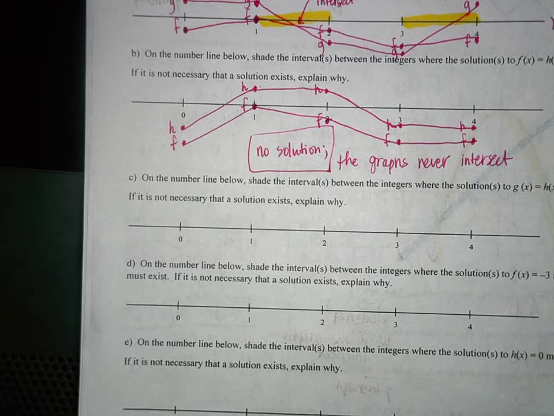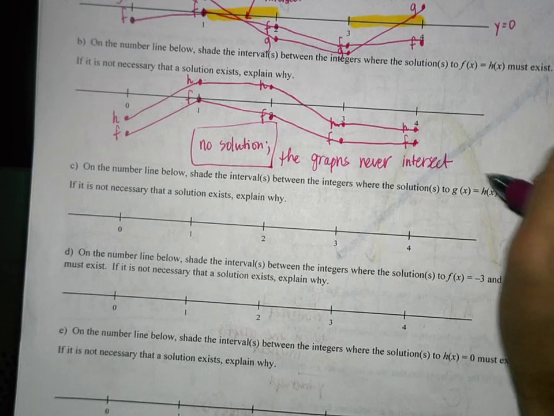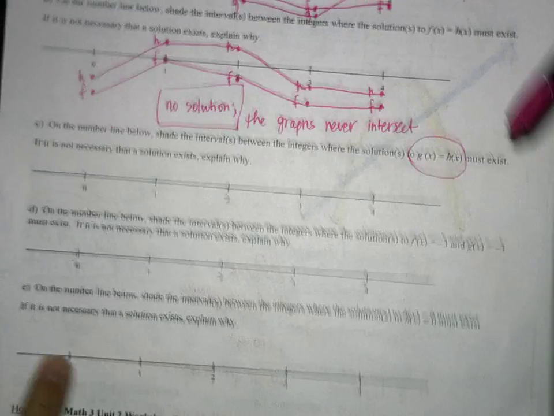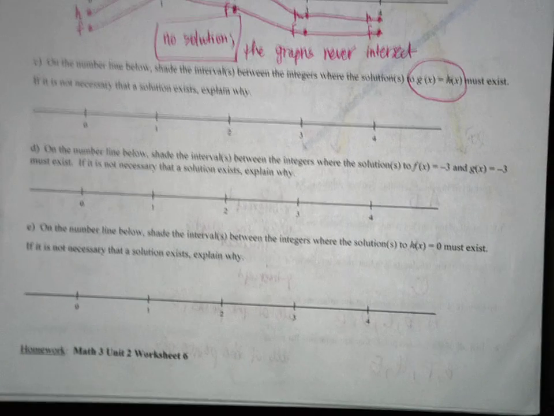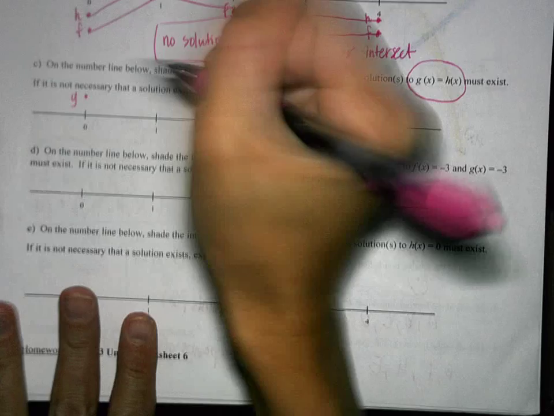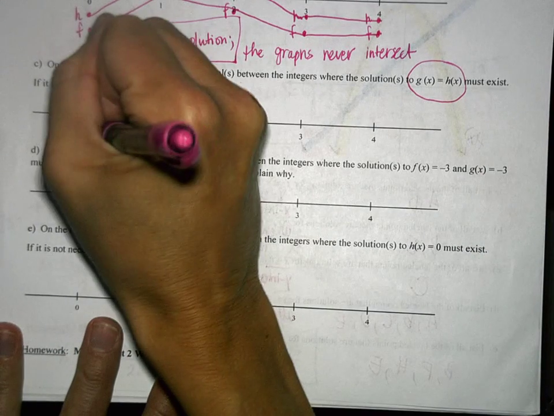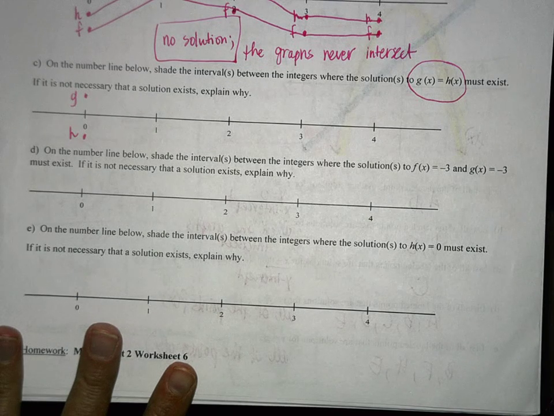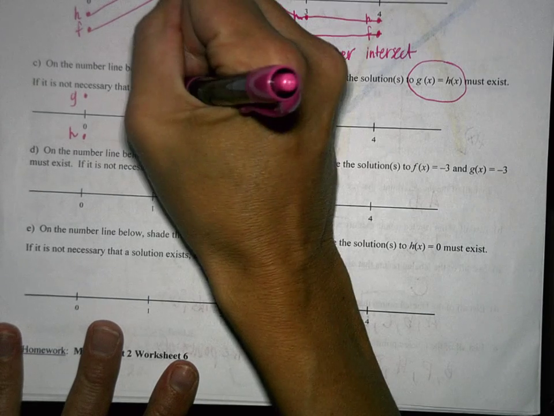Okay, so on the number line below, shade the intervals between the integers where g of x equals h of x. You guys are going to have to help me out because I can't have everything on the screen, so you'll have to look at your papers. At 0, what does g equal? 4, so that's above. We'll make a point, call it g, and then h is below the line. At 1, what does g equal? 1, and then h is 3. So what's going to go on top? Good, so I'm going to put h here and then g below it.